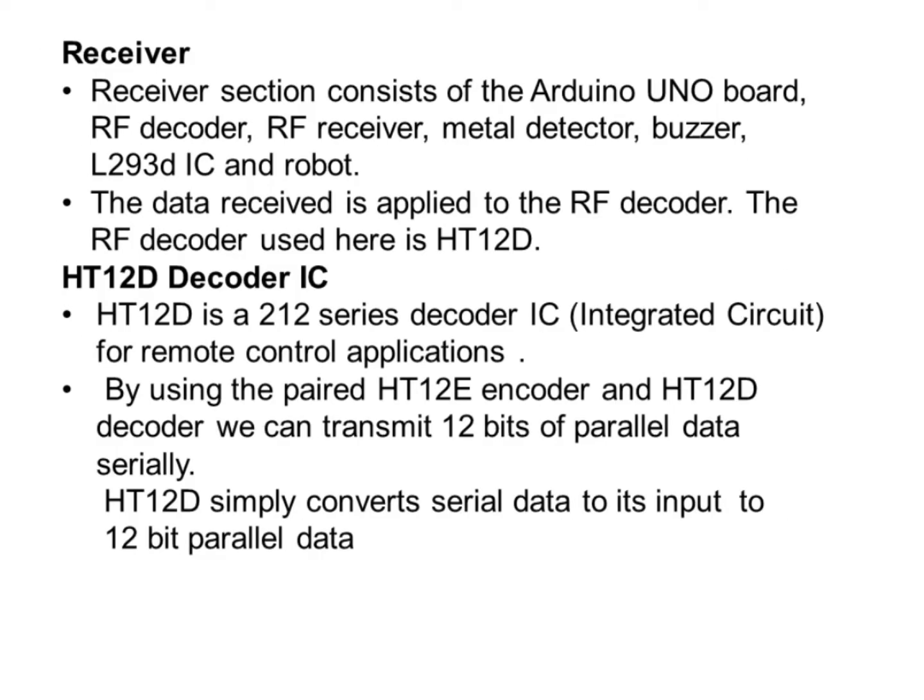Next is our receiver. The receiver section consists of an Arduino Uno board, RF decoder, RF receiver, metal detector, buzzer, L293D IC and a robot. The data received is applied to the RF decoder. The RF decoder used here is HT12D. The HT12D decoder IC is a 2^12 series decoder IC used for remote control applications. By using the paired HT12E encoder and HT12D decoder, we can transmit 12 bits of parallel data serially. HT12D simply converts the serial data at its input to 12-bit parallel data.